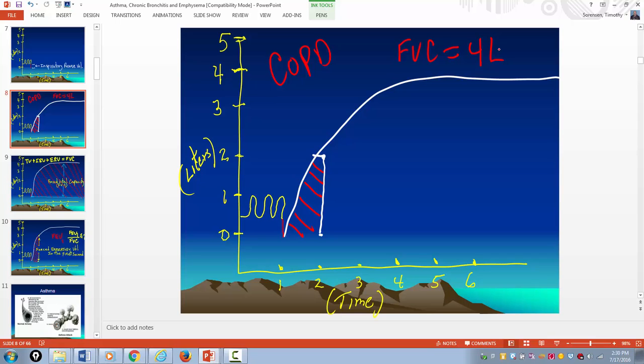Now, let's look at how much of that 4 liters he could get out in the first second. Here, you can see that the curve is not as steep. And you can see that from 1 to 2, which is 1 second, he could get out about 2 liters of that total of 4. So what we do is we take the FEV1 divided by the FVC. How much could he get out in the first second? 2 liters. How much could he get out totally? The FVC, that's 4 liters. And you can do the math. So the ratio of FEV1 to FVC is 50%. So this guy has what's referred to as severely obstructed airways. And this is diagnostic criteria for chronic obstructive pulmonary disease.